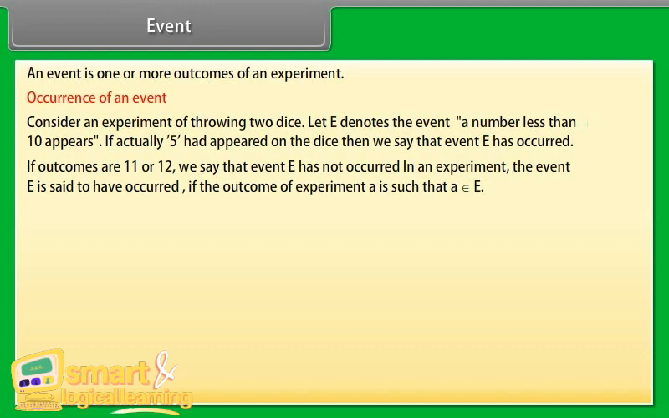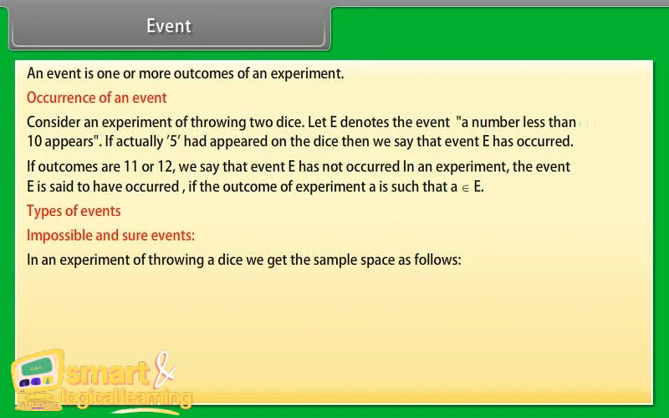In an experiment, the event E is said to have occurred if the outcome A of the experiment is such that A belongs to E. Types of events. Impossible and sure events. To understand it, let's take an example. In an experiment of throwing a dice, we get the sample space as follows. S is equal to {1, 2, 3, 4, 5, 6}.